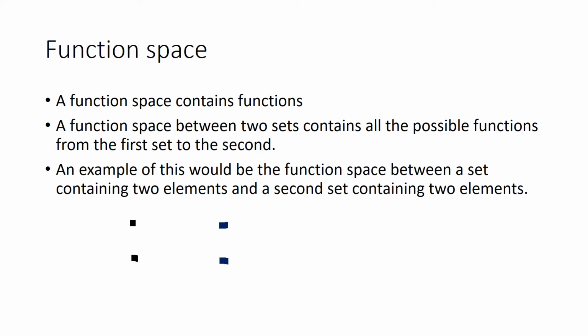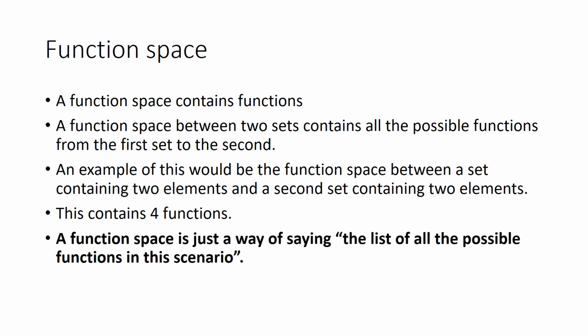And one way of mapping the two would be like this. Another way of mapping them would be like this. And then there are two more ways where both of them map to one element, like so, as well as like so. And those are all the possible mappings of the two-element set to the two-element set. So all those mappings put together form the function space, and indeed it contains just four functions.